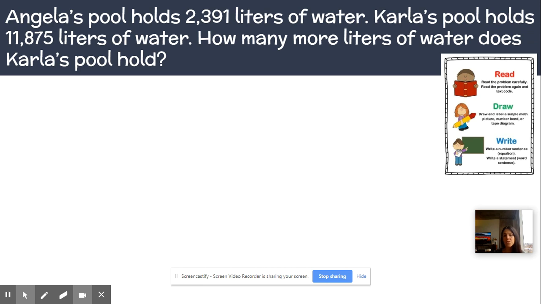Angela's pool holds 2,391 liters of water. Carla's pool holds 11,875 liters of water. How many more liters of water does Carla's pool hold?